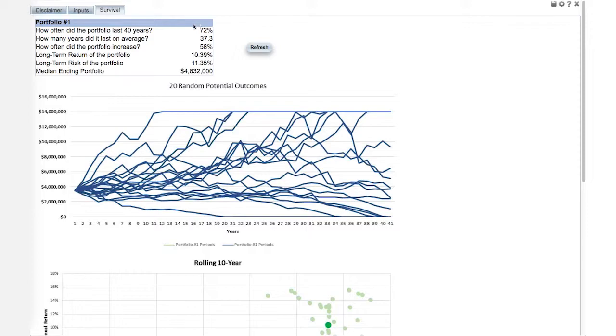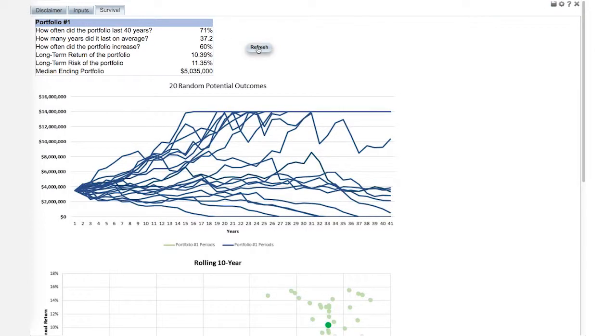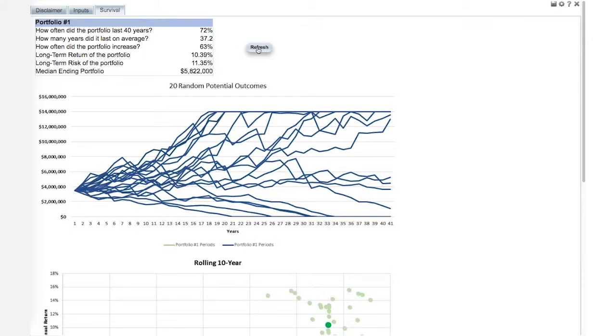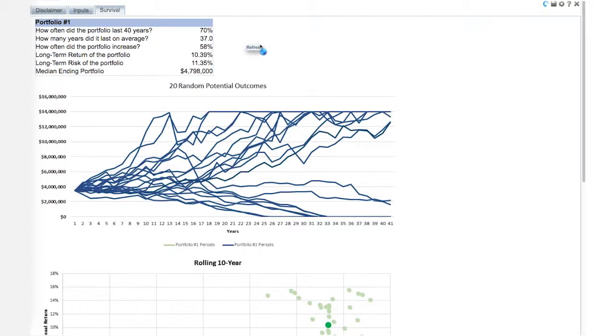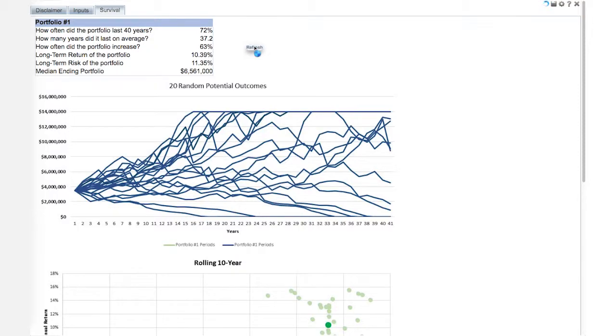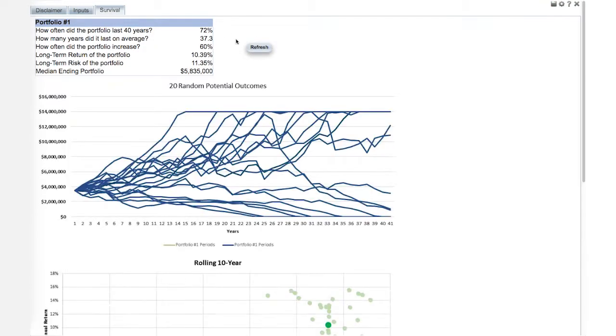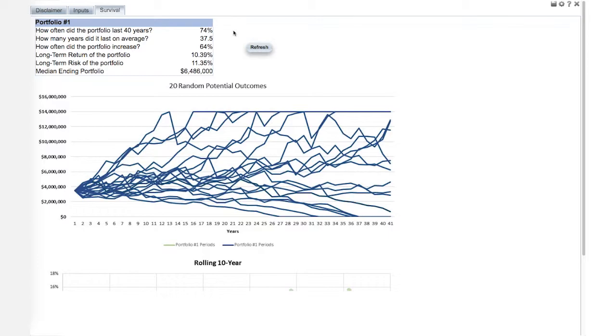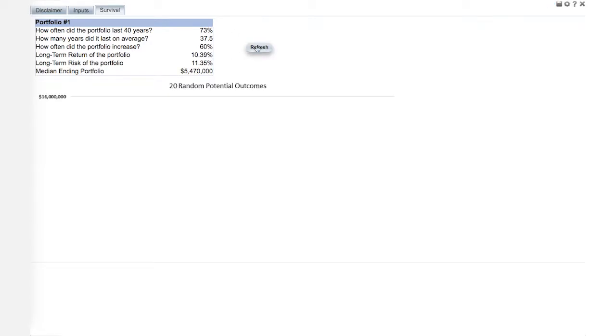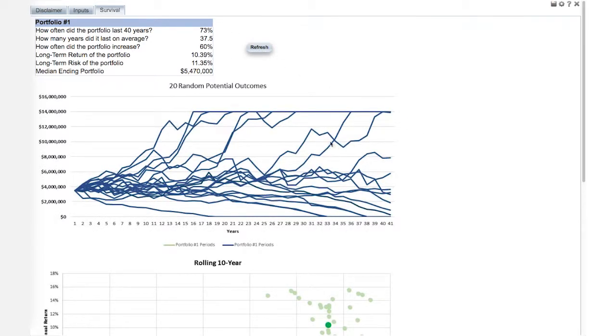What I like to do is look at that. How often did the portfolio last 40 years? I will keep clicking the refresh button, and we can see that number change. It gives us a sense of our range of outcomes. This portfolio seems to be lasting in the low 70%. Down here we have 20 random potential outcomes.